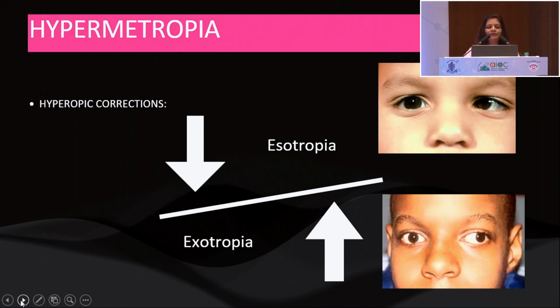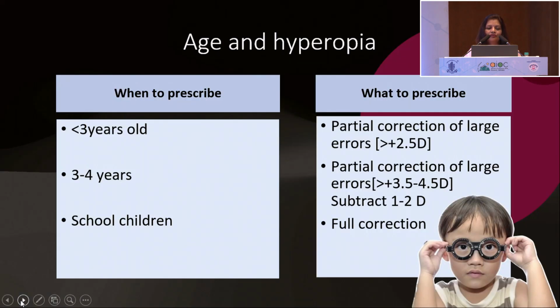If you're dealing with hypermetropia and you undercorrect it, that will lead to esotropia, and if you overcorrect it, it might lead to exotropia. So in hypermetropia, how will you deal with it? If the child is less than 3 years of age and has hypermetropia of more than 2.5 diopters, partial correction is done. If the child is 3 to 4 years old and the hypermetropic power is more than 3.5 or 4 diopters, definitely partial correction is done and you can subtract 1 to 2 diopters. And in school-age children, full correction is given.